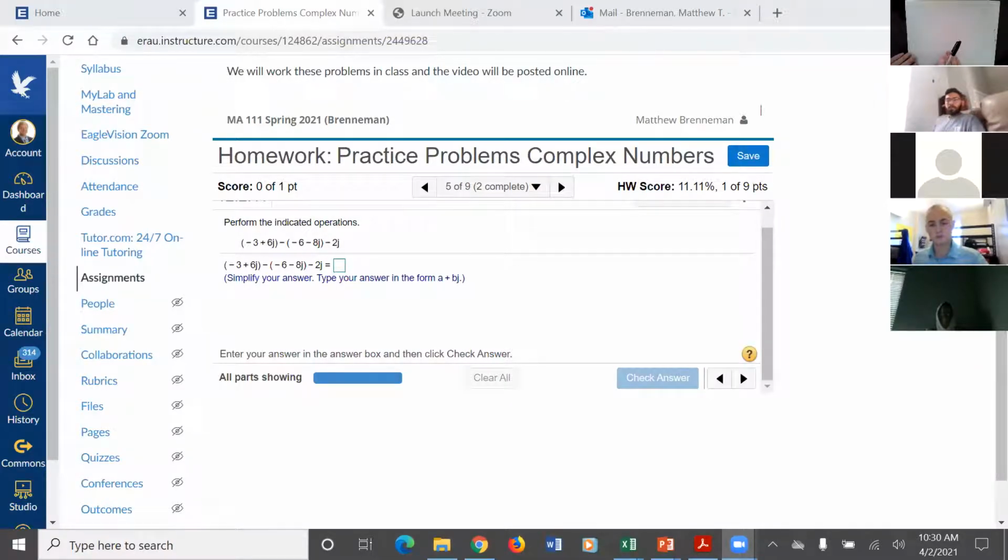So five is a little bit of a curveball, and it's asking you to add and subtract more than two complex numbers. It says perform the indicated operations. And in my particular problem it is minus 3 plus 6j, minus 6, minus 8j, minus 2j.